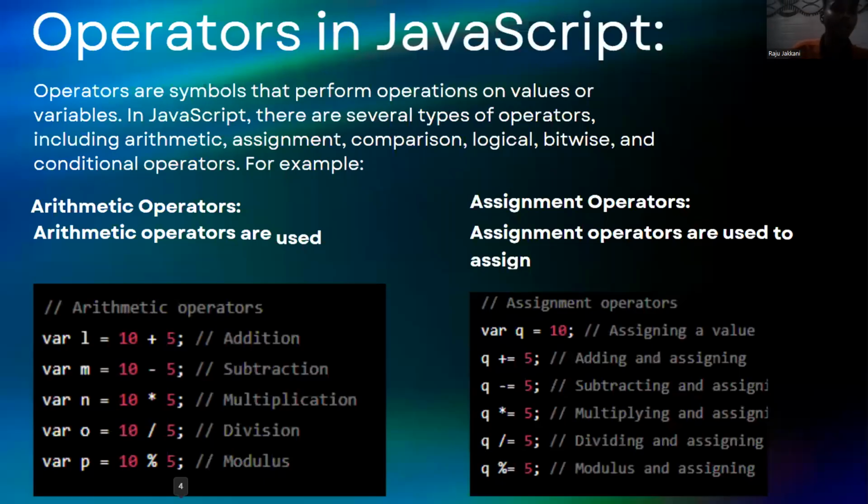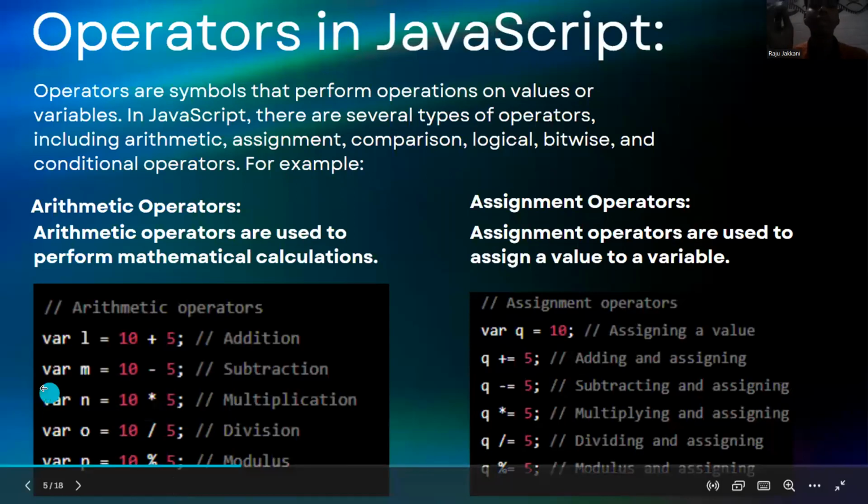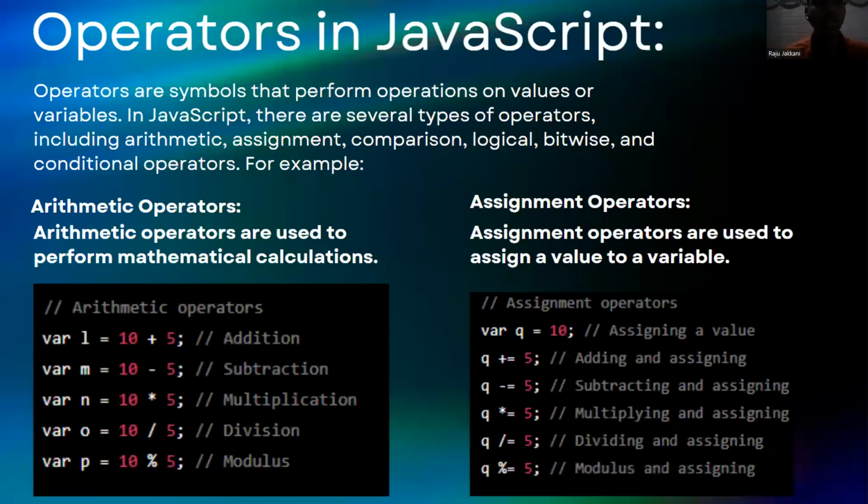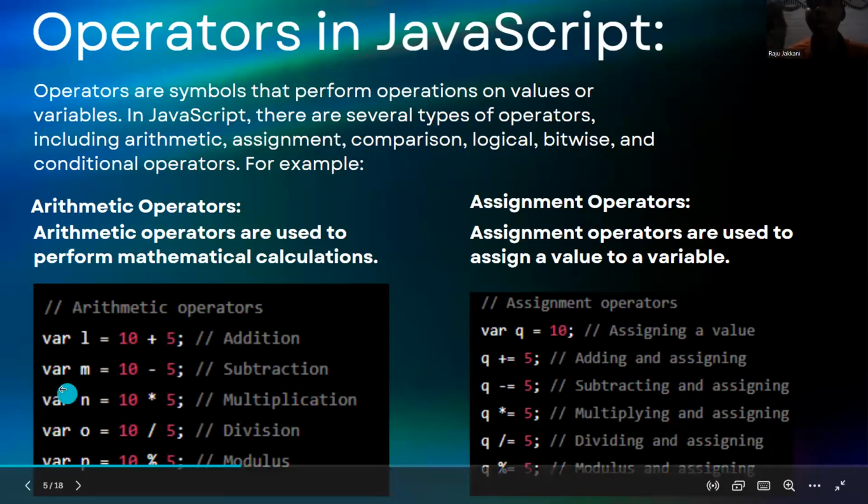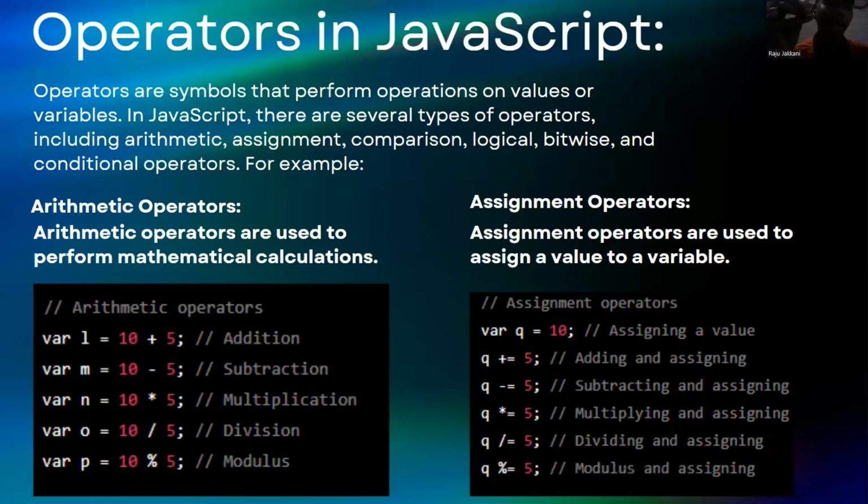Okay. So now we move to operators in JavaScript. Operators are symbols that perform operations on values or variables. In JavaScript, there are several types of operators, including arithmetic, assignment, comparison, logical, bitwise, etc. Arithmetic operators are used to perform mathematical calculations. For example, var l equals to 10 plus 5: addition, subtraction, multiplication, division, modulus, etc.